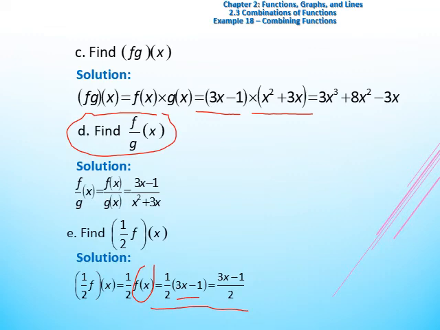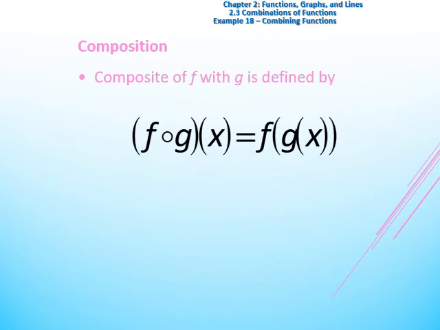Another very important topic for the combination of functions is composition. Composition means that we take the value of two functions composed with each other. The composition reads as follows: f circle g of x equals f of g of x. So we get the value by first getting the value of g of x.